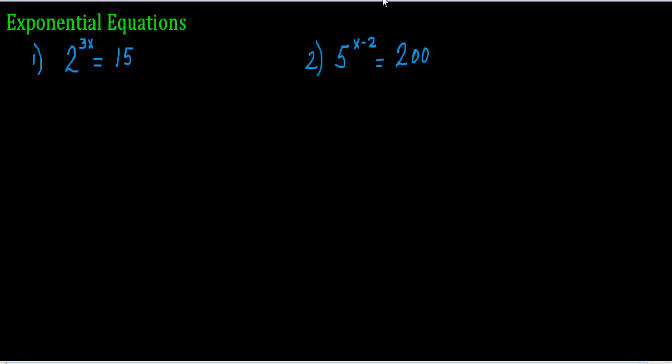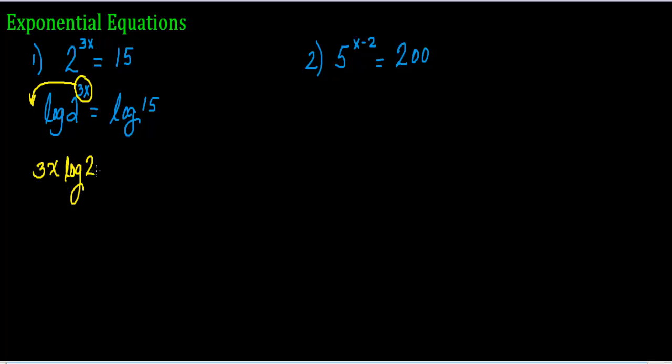So I'm going to go ahead and write log. I'm going to write log of 2 to the 3x power equal to log of 15. Okay, so this is the other option that we have. Now, whenever we have an exponent, we can bring it to the front and we can rewrite this as 3x log of base 2 equal to the log of 15.